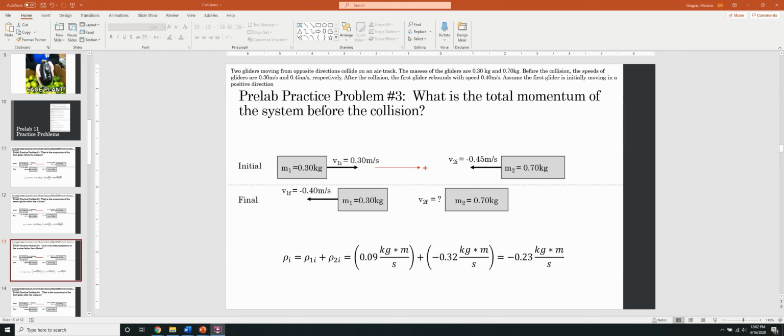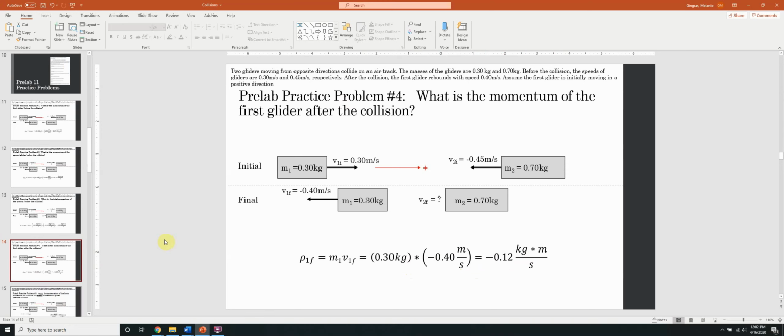Because momentum is always conserved. All right. Problem number 4. What is the momentum of the first glider after the collision? So now we want the momentum of the first glider after the collision.